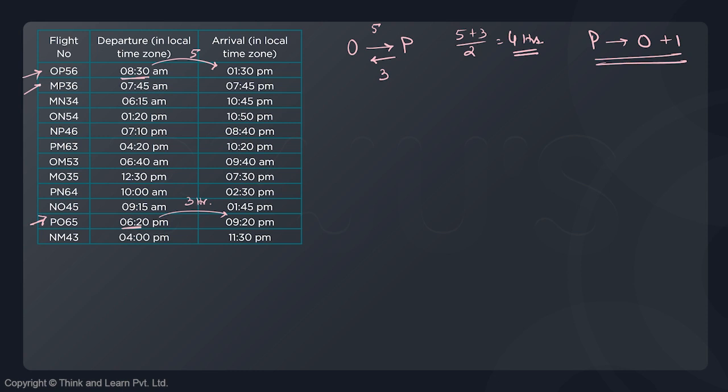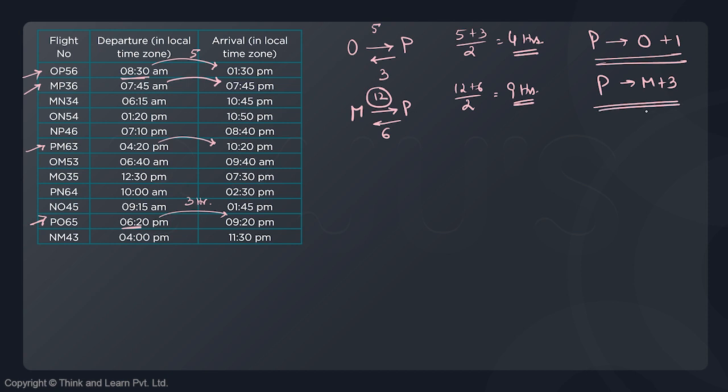Now let's talk about M and P. A flight that goes from M to P takes a total of 12 hours, 7:40 a.m. to 7:40 p.m. But when a flight goes from P to M, where is the flight from P to M? So the flight from P to M is here. It starts at 4:20 and reaches at 10:20, which is in 6 hours. So it comes back in 6 hours. So 12 plus 6 divided by 2 is equal to 9 hours, the travel time between them. But M to P is 12. That means P is 3 hours ahead of M. This also we have got.